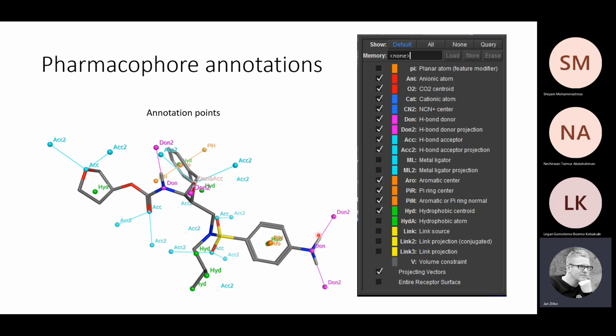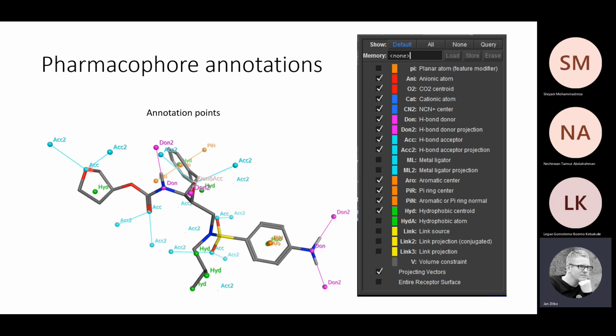If you want to be more precise, you will also define the direction from which the interaction should come from. Very similar situation. If you look at the other side of the molecule, this is a tetrahydrofuran ring. Here this oxygen atom can act, of course, as H-bond acceptor. So if you don't care from which direction the interaction will come, you just use this point or atom annotation.